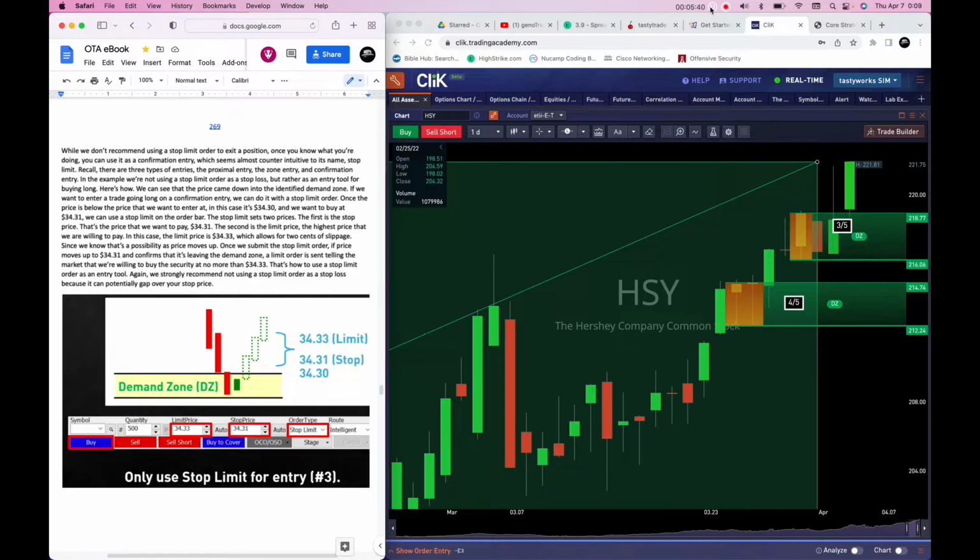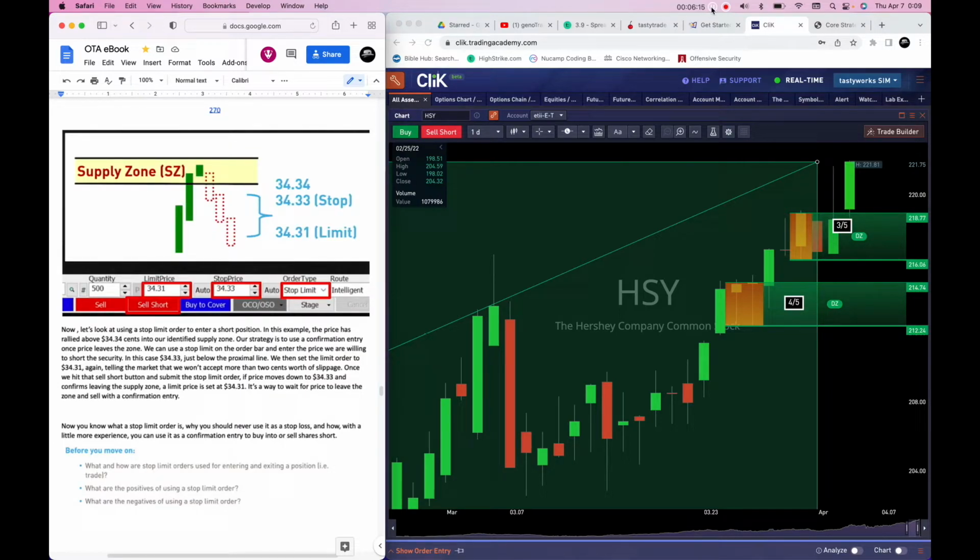Once we submit the stop limit order, if price moves up to $34.31 and confirms that it's leaving the demand zone, a limit order is sent telling the market that we're willing to buy the security at no more than $34.33. That's how to use a stop limit order as an entry tool. Again, we strongly recommend not using a stop limit order as a stop loss because it can potentially gap over your stop price. Now let's look at using a stop limit order to enter a short position.